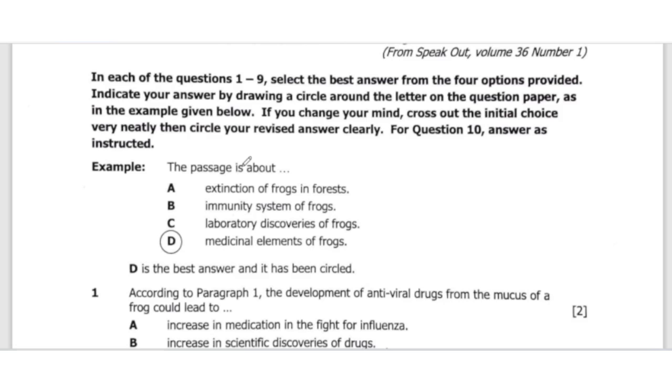That becomes a bit dirty, and sometimes the markers miss whether to allocate you a mark or not. If they see a lot of canceling, and maybe the answer I've given is also partially cancelled, that becomes a challenge. So if you go with a pencil and you circle, remember you should make sure that after answering all the questions, you circle them. Immediately you are done, you go through and start circling them with a pen.